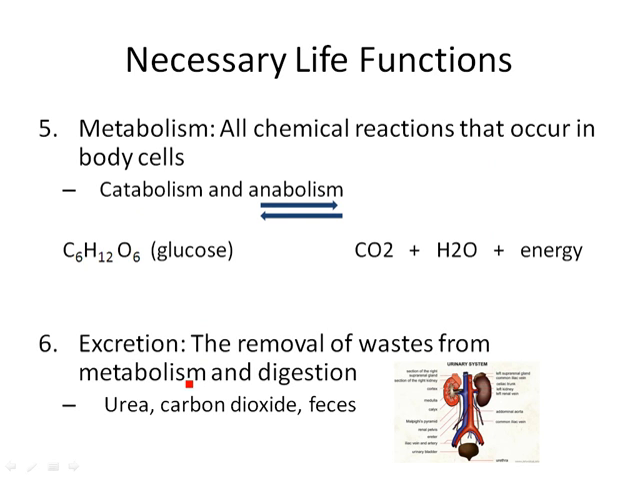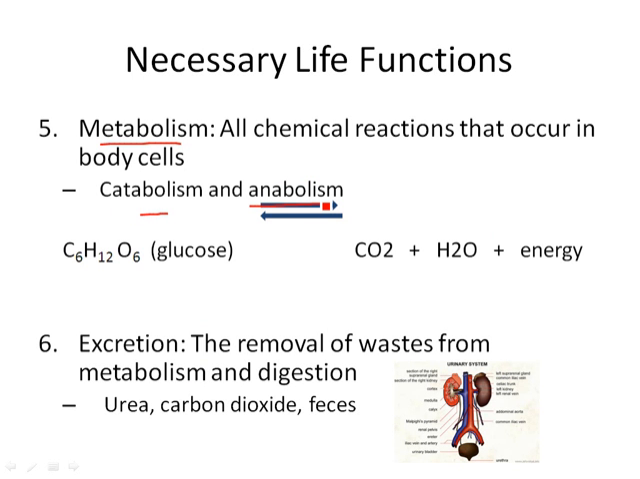You also have to have something called metabolism. And so metabolism is basically all the chemical reactions that occur in your body. So your body is basically just one big chemical reaction. There's something going on all the time in your body that requires chemistry. And you're going to learn a little bit about chemistry in the coming weeks. But basically there's two main types of chemistry going on in your body. You have catabolism and anabolism.